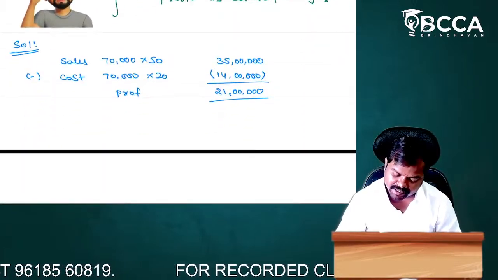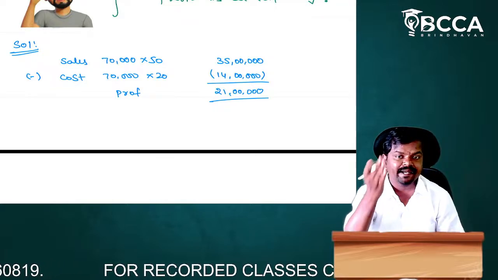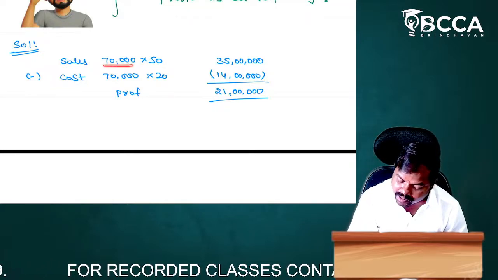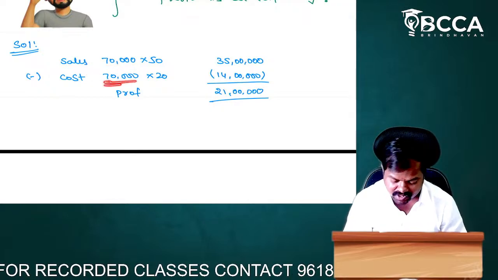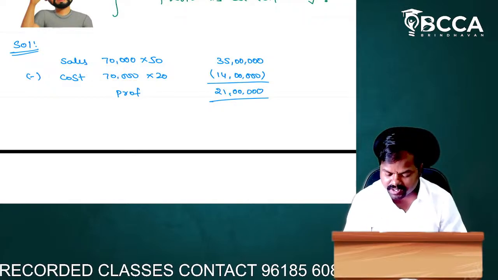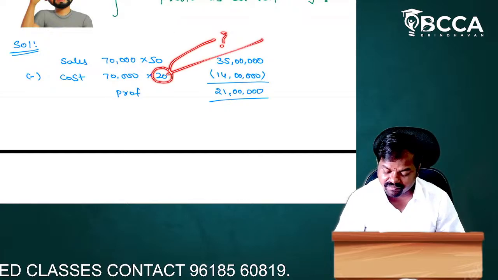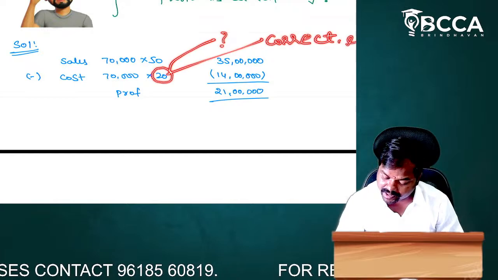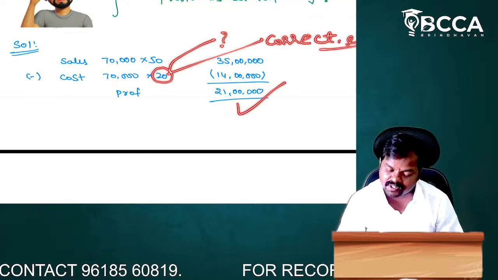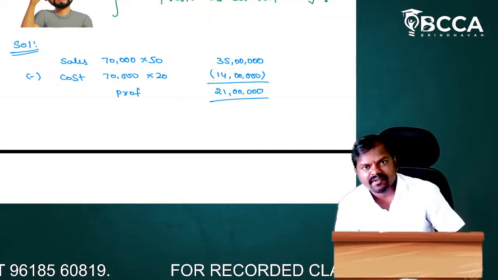35 lakh is correct. Cost: on the basis of expired cost knowledge, with 70,000 income, they have to disclose 70,000 cost. It means 70,000 is correct. Now my question is whether this 20 is correct. If 20 is correct, then the calculation is correct. Otherwise, obviously, the calculation of profit is wrong.